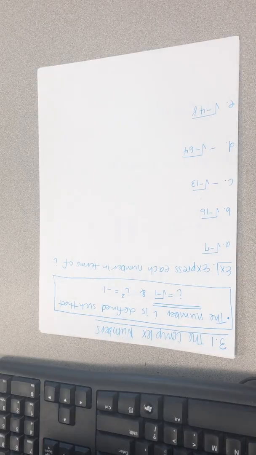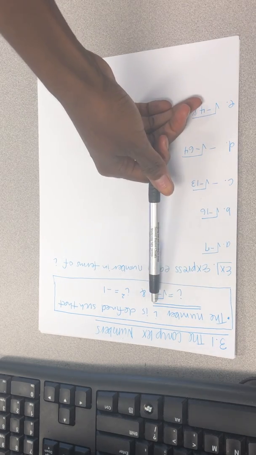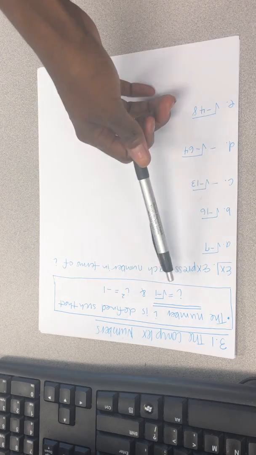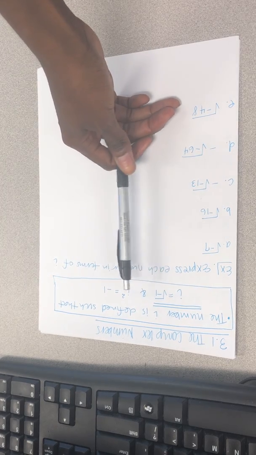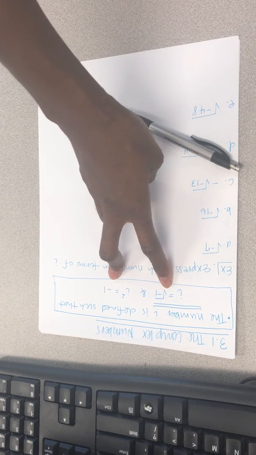So this video is going to cover 3.1 with the complex numbers. First we have a definition of the number i, and this is defined such that i is equal to the square root of -1 and i squared is equal to -1. So these two things right here you're going to want to have memorized.